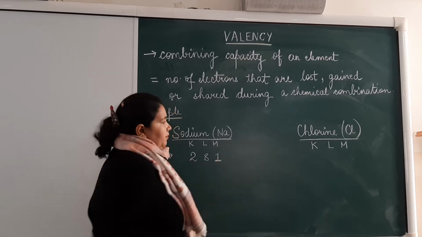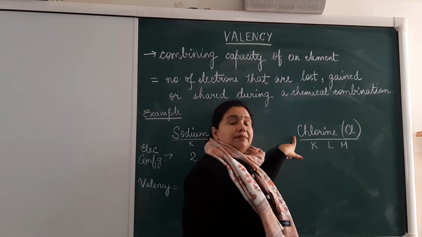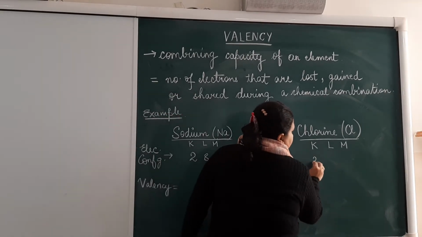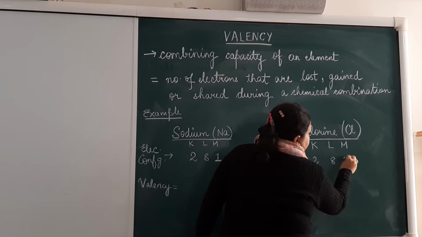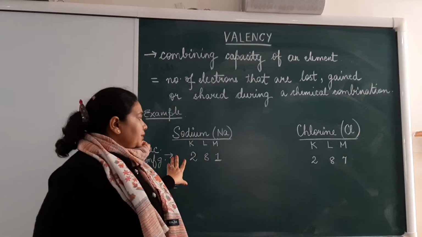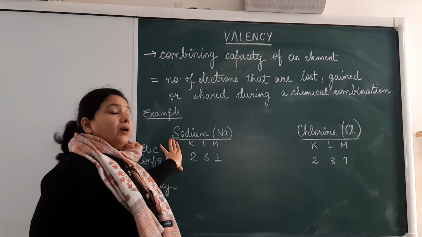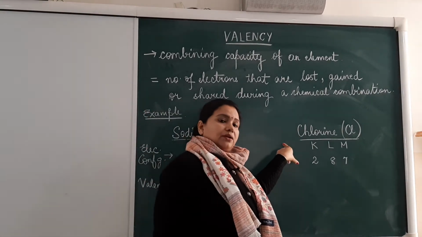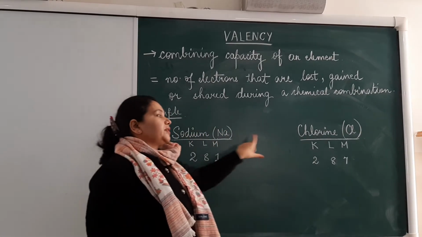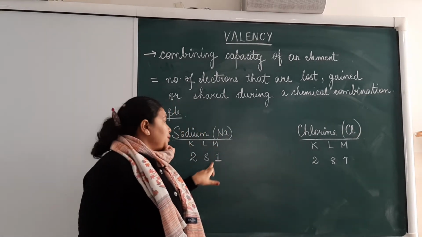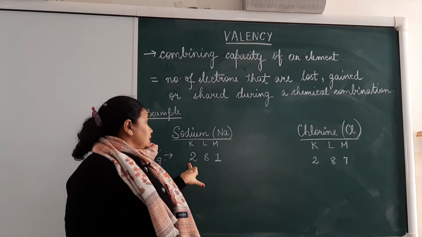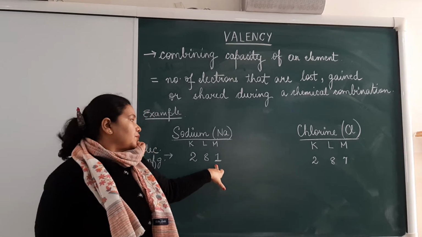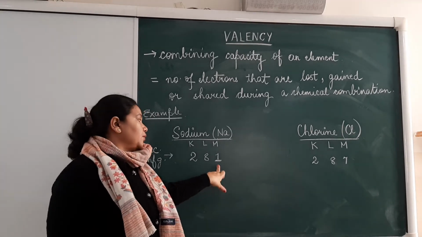Similarly, if we come to chlorine, its atomic number is 17 and the electronic configuration of chlorine will be 2, 8 and 7. Now let us see the combination between sodium and chlorine. If sodium has to combine with chlorine, in order to become stable, the sodium atom needs to lose one electron from its outermost orbit.